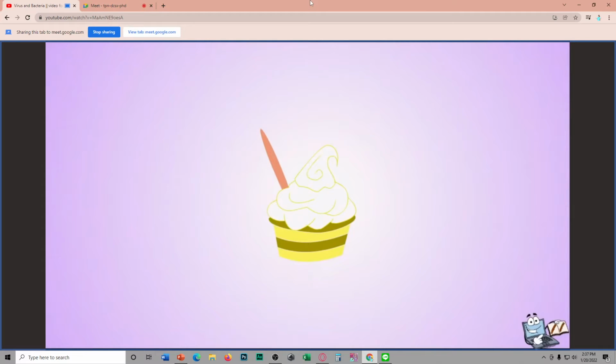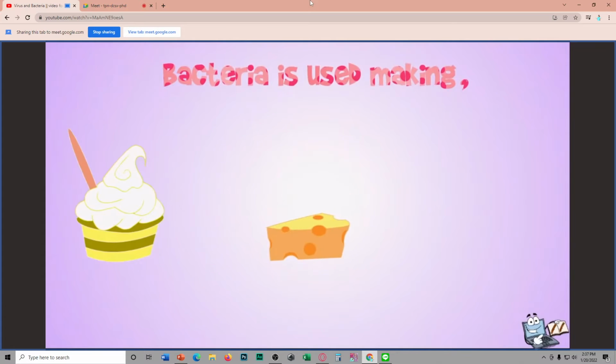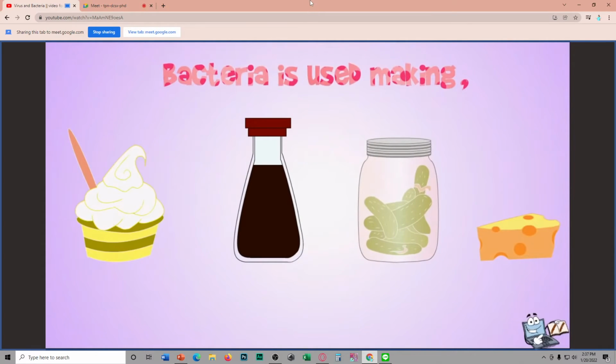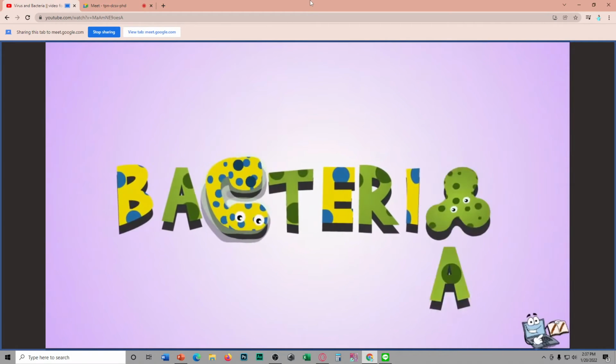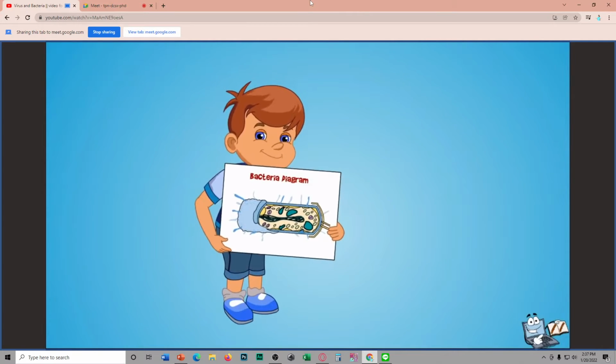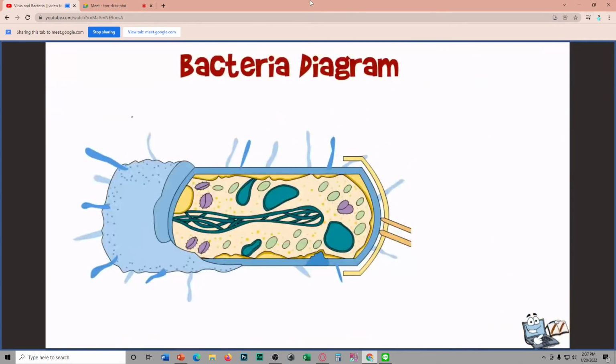Do you like to eat yogurt? Well, bacteria is used when making foods like yogurt, cheese, pickles, and soy sauce. So, they are our friends. There are many good bacteria in our bodies. They help us digest and break down the food we eat. Can you show the bacteria diagram to your friends?